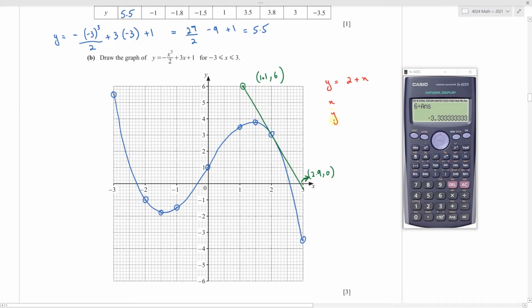So let's take any two values. Let's take x equals 0. If I substitute x equals 0, my y value is 2. And let's say I substitute x equals minus 2, my y value is 0, because 2 minus 2 is 0. So I have these 2 points that I can use to plot my line. x is 0, y is 2, which is this point here, and x is minus 2 and y is 0, which is this point here. So I will join them through a straight line, and the intersection of this line with the curve will give me my solutions.